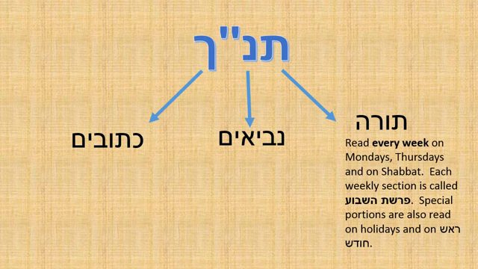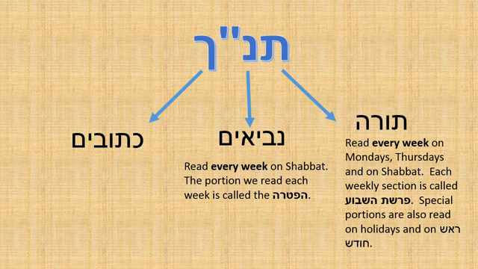The second part of the Tanakh is Nevi'im. Nevi'im are readings from the prophets, the books of the prophets. These are read also every week on Shabbat, and the portion that we read each week is called the Haftarah.